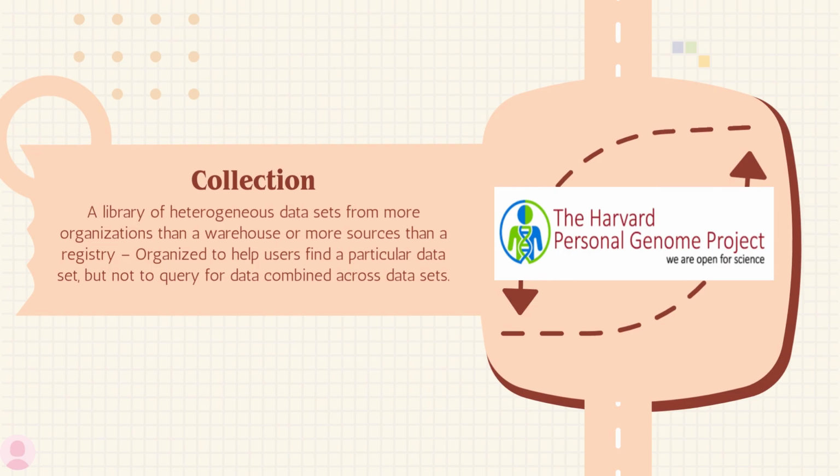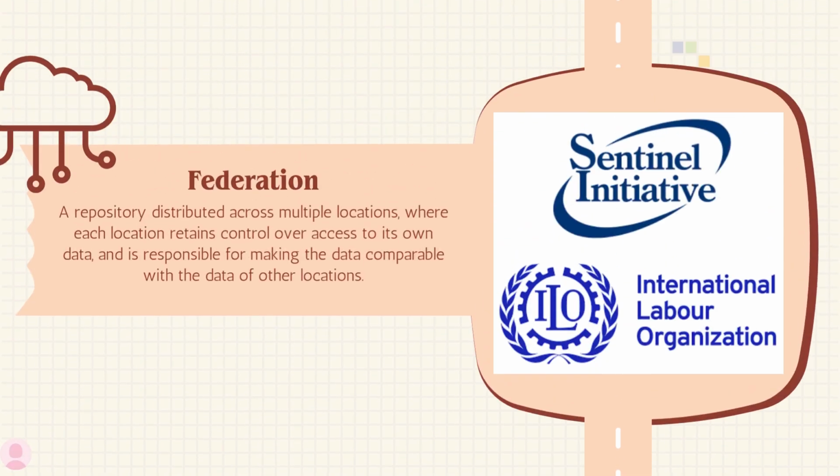Okay, number 5, collection. A library of heterogeneous data sets from more organizations than a warehouse or more sources than a registry. So, it is organized to help users find a particular data set but not to query for data combined across data sets. Last one, number 6, federation. A repository distributed across multiple locations where each location retains control over access to its own data and is responsible for making the data comparable with the data of other locations.